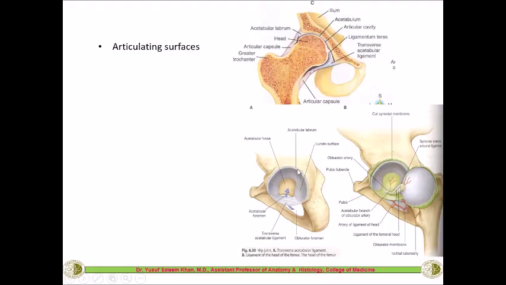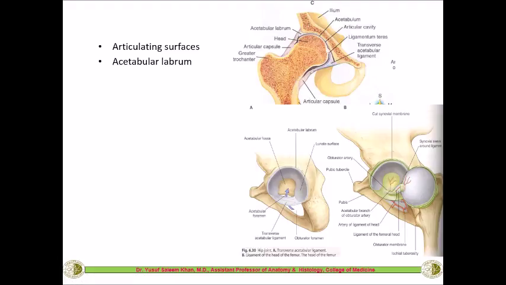Okay, and the acetabulum is increased in its size by something called the acetabular labrum. This is nothing but a fibrocartilaginous structure which extends at the margins of this acetabulum, and it increases the size of the articular surface. If you can see here, this is the acetabular fossa, and there is an increase in the size of the acetabular fossa by the presence of the acetabular labrum.